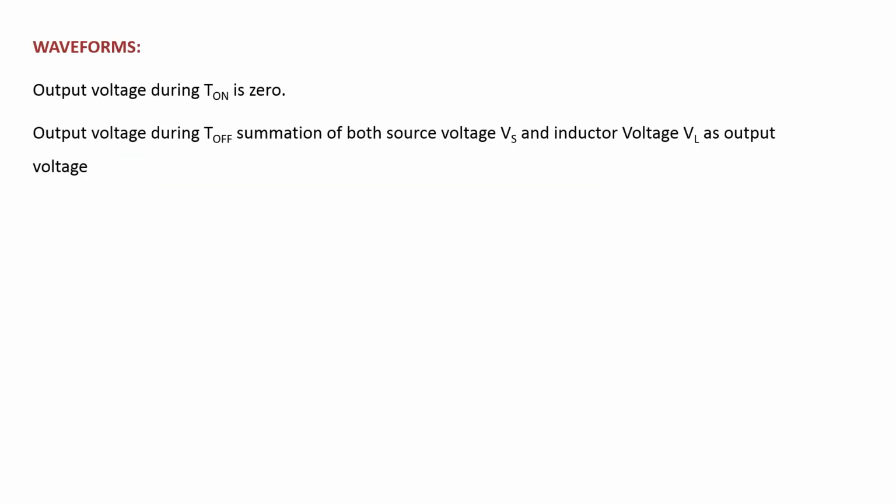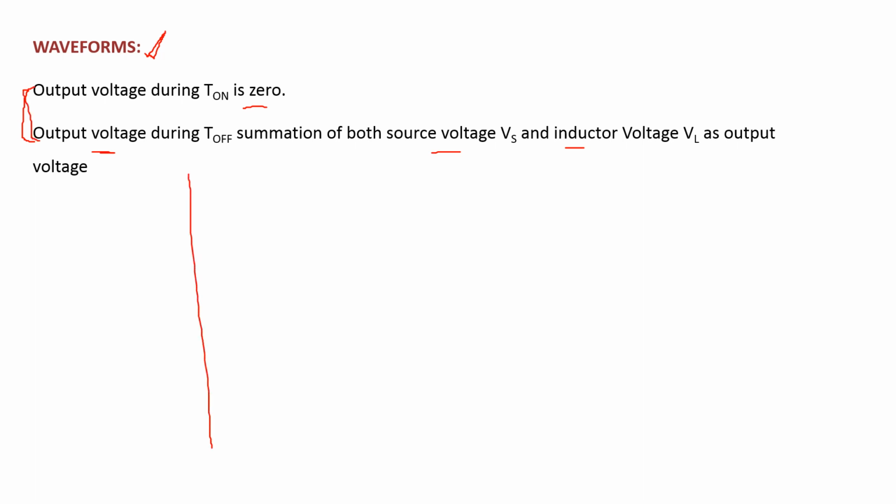By using the above analysis, we are going to draw the waveforms for the step up chopper. We know two cases: during the on time of the chopper, the output voltage is 0, and during the off time of the chopper, the output voltage is the summation of the input voltage as well as the inductor voltage. Now by using these two considerations, we are going to draw the waveforms.